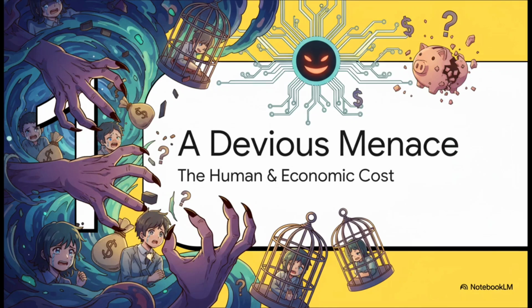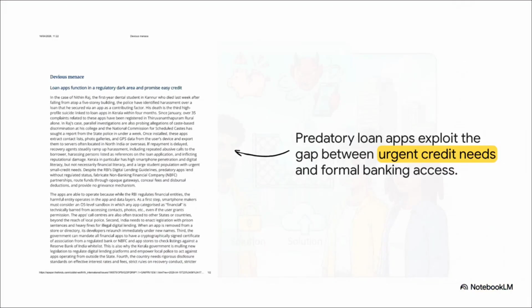The first thing we need to wrap our heads around is the sheer nature and scale of this devious menace. We're talking about both the human and the economic costs. So what's really happening here? The most crucial point is that these apps are thriving in a sort of regulatory blind spot. They dangle the promise of easy, instant cash, especially to people who can't easily get loans from formal banks. They're exploiting a very real need, you see, particularly among students and young people. But their actual business? It's data theft and coercion, plain and simple.